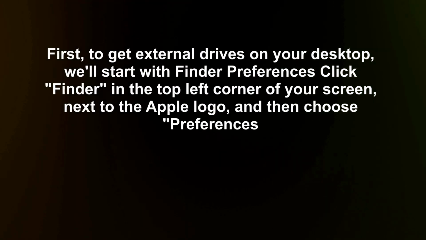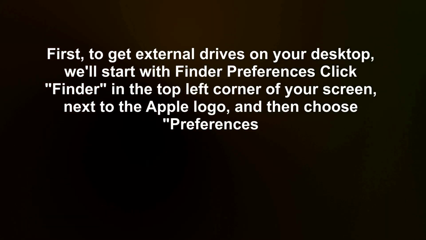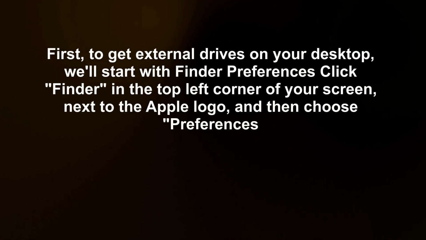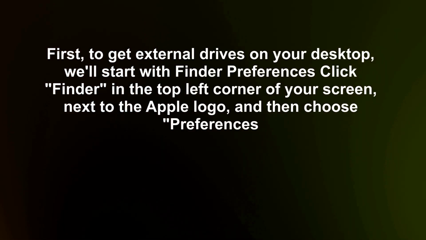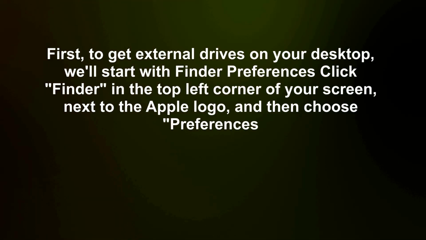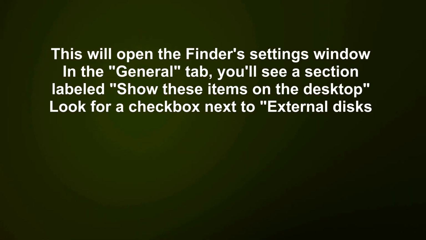First, to get external drives on your desktop, we'll start with Finder Preferences. Click Finder in the top left corner of your screen, next to the Apple logo, and then choose Preferences. This will open the Finder Settings window.